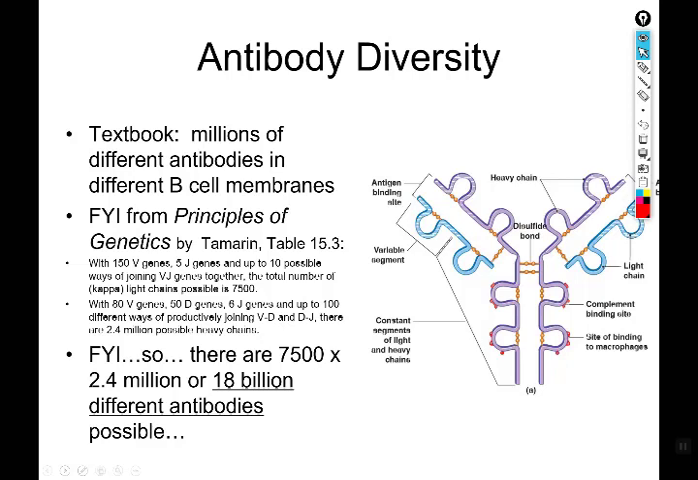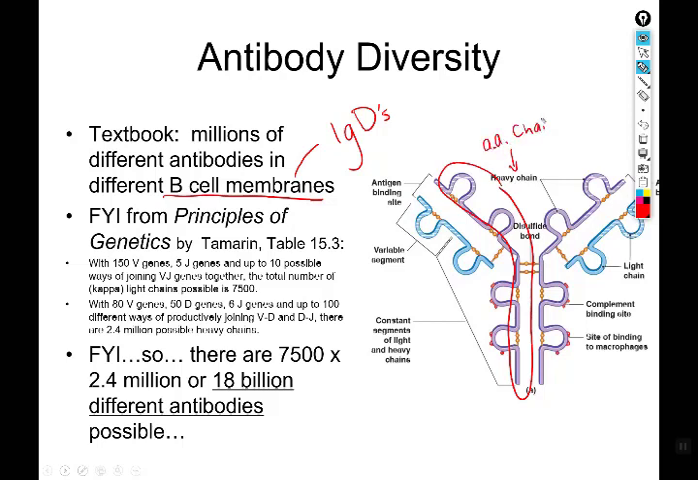So there's millions and millions of different antibodies in different B cell membranes. So again, if we're talking about ones in B cell membranes, we're talking about immunoglobulin, that's what Ig stands for, Ds. Not even worrying about IgMs or IgAs or anything else. So, if you do the math and look at the different parts, so we've got a heavy chain, which remember is just an amino acid chain. So there's 2 heavy chains and 2 light chains per antibody, making this Y shape.